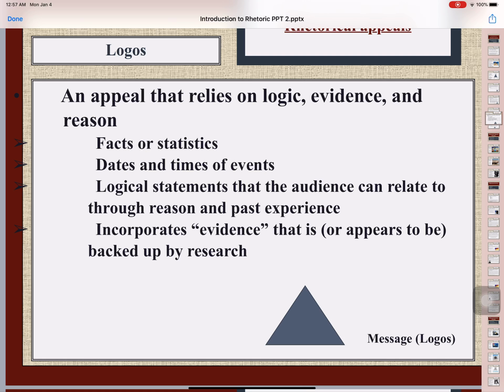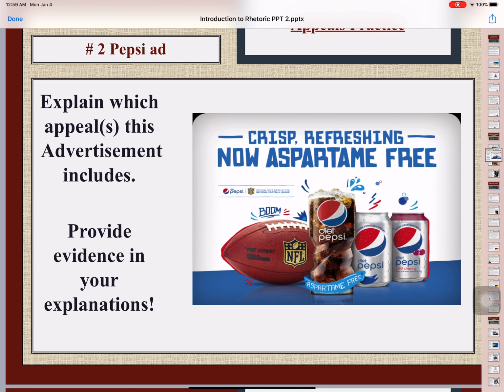Number 2, Pepsi ad. Explain which appeal this advertisement includes. Appeals, plural, possibly. Remember, we can double dip, triple dip, quadruple dip. I said drip, but I meant dip. Provide evidence in your explanations. Crisp, refreshing. Now aspartame free. So no more fake sugar stuff that can cause cancer potentially, right? Analyze this. Everything in the picture and in the words, what's going on there. And write it down.